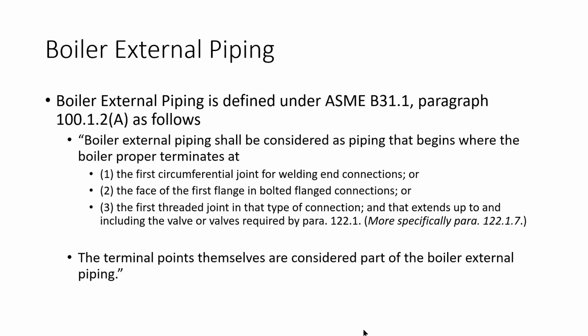more specifically paragraph 122.1.7. Under 122.1.7, there are a litany of requirements for valves that include those for steam stop valves, feedwater valves, blow-off valves, and pressure relieving valves. If designing piping around a boiler, you would need to comply with B31.1, paragraph 122.1.7 with regard to valving requirements integral to the boiler external piping. The terminal points, like weld joints, flange joints, threaded joints, themselves are considered part of the boiler external piping.